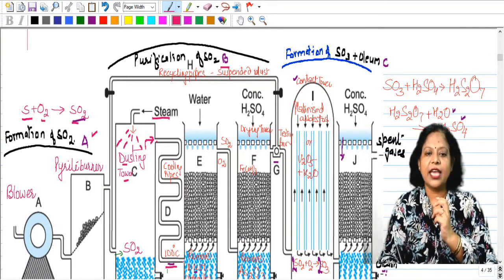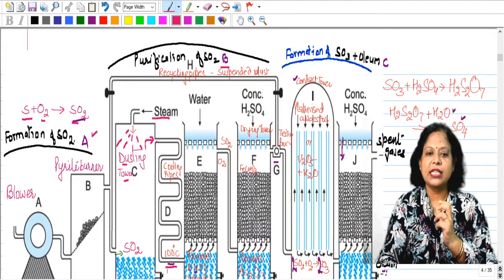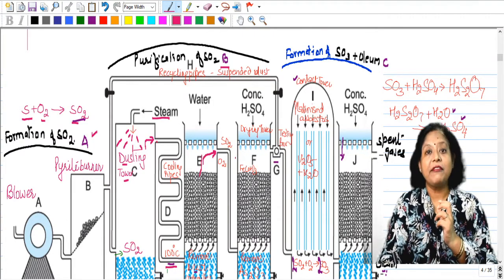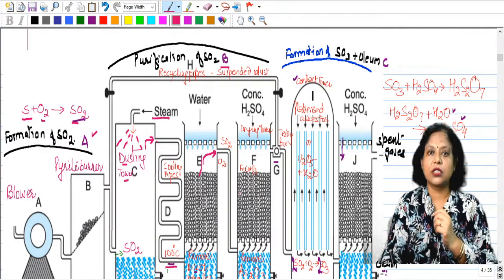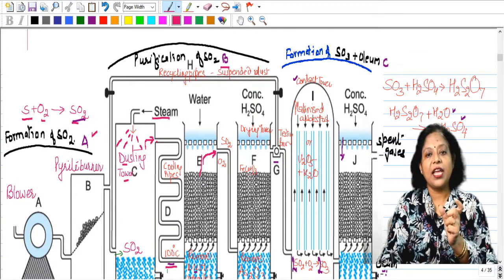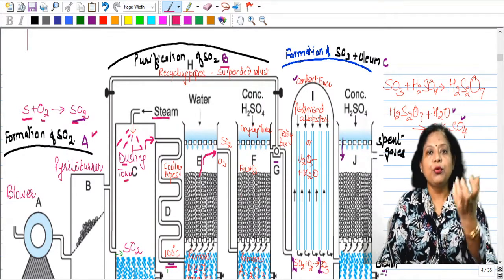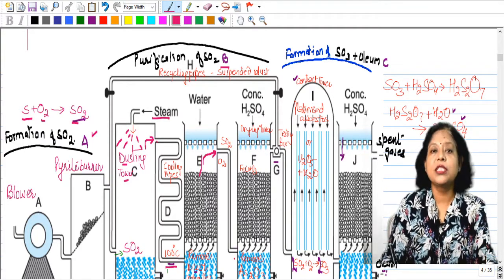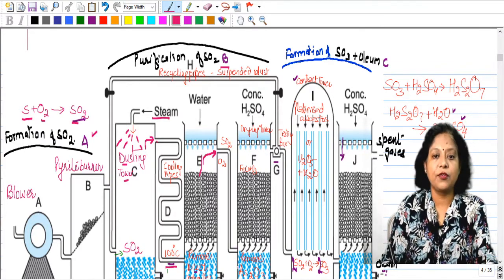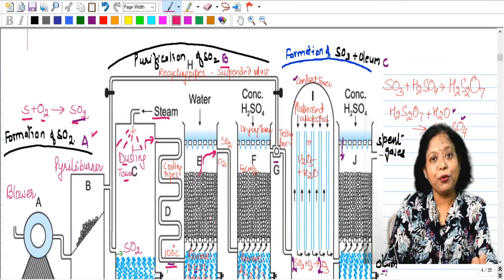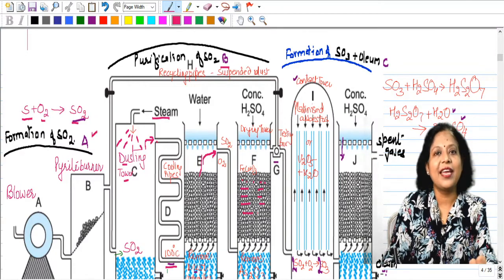After this, again the dust is removed and sulfur dioxide travels further into the chamber where there is ferric hydroxide, Fe(OH)3. The function of ferric hydroxide is to remove the arsenic oxide, because that is also there as one of the impurities. So dust we remove with the help of water and steam, and then we remove the arsenic oxide by passing through ferric hydroxide. So this is ferric hydroxide.